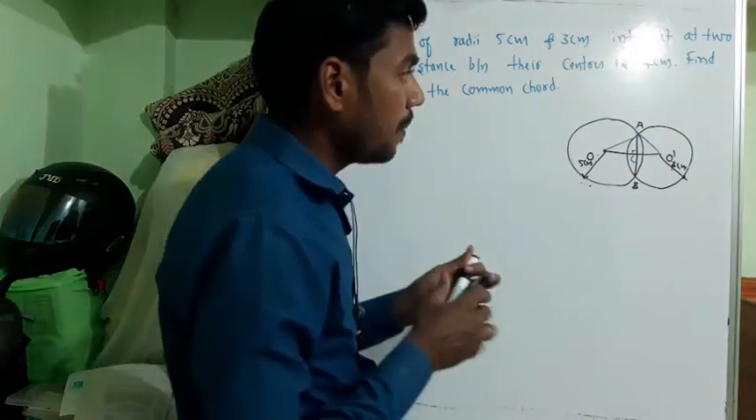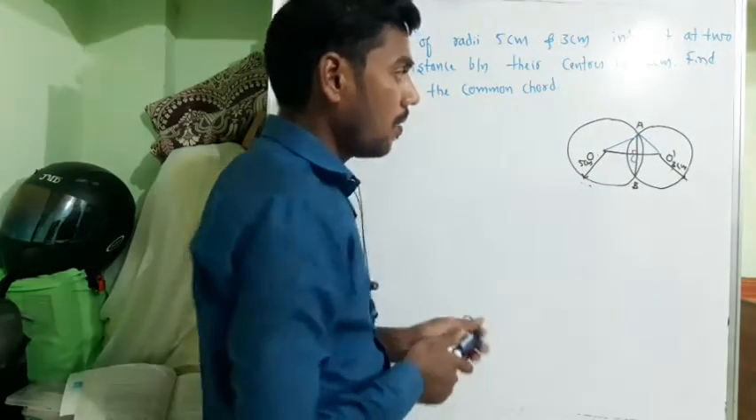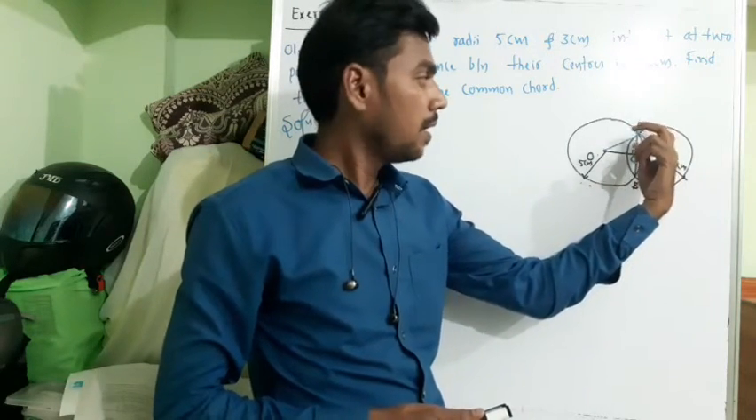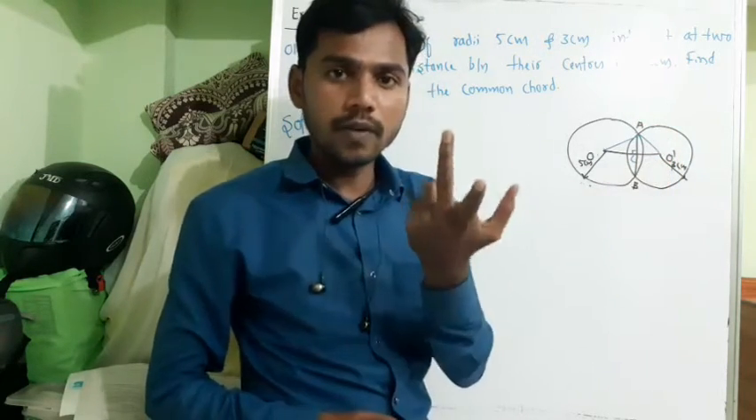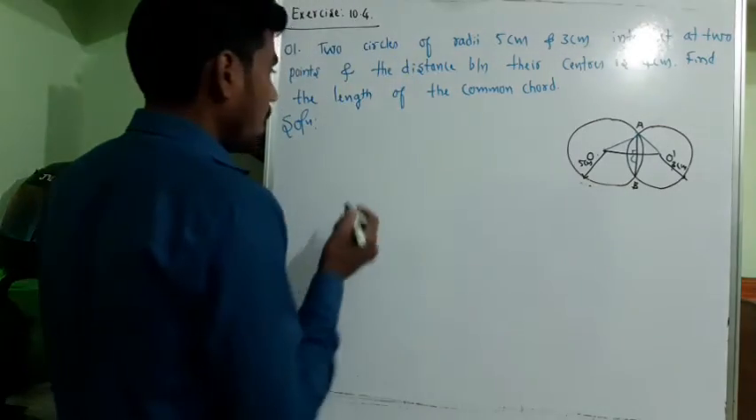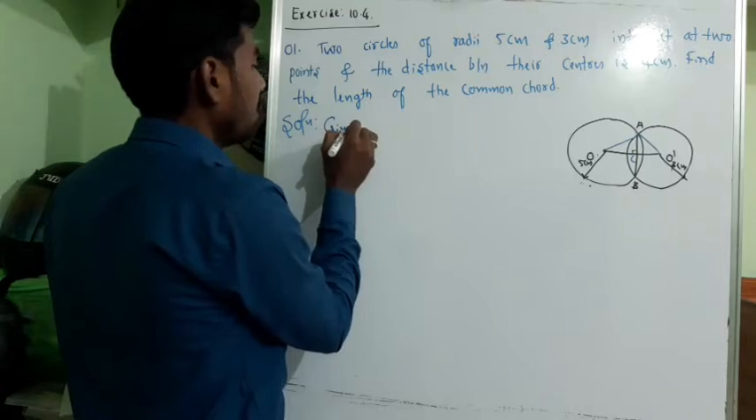And if I am able to find the length of AC, then the length of AB will be equal to 2 times AC. So for that, what do we need to do? See, what is given, we'll write down.